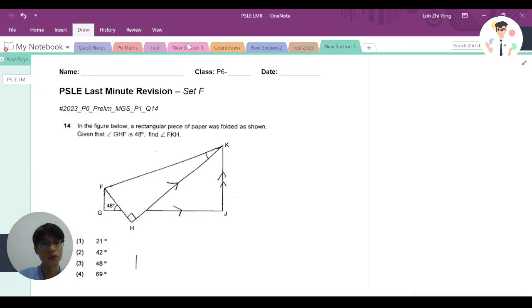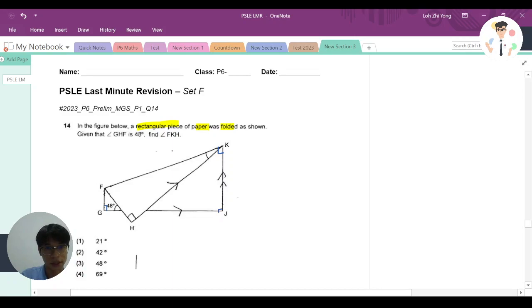In the figure below, a rectangular piece of paper was folded as shown. Because it is a rectangular piece of paper being folded, I know it originally should look something like this. Then here will be 90 degrees, 90 degrees, 90 degrees, and the whole thing here will be 90 degrees. Let me just redraw this to make it nice.